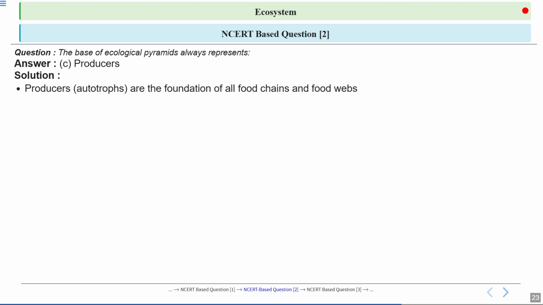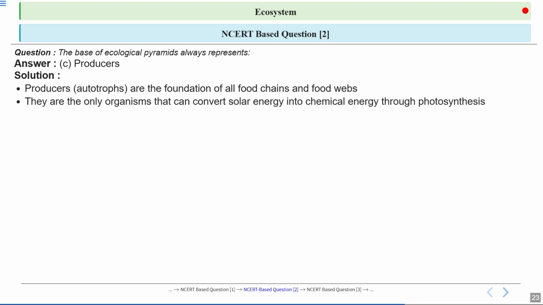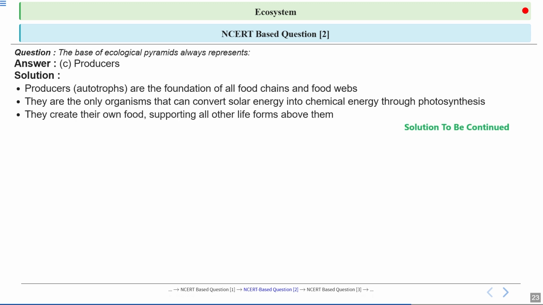So that's why producers occupy the base of the ecological pyramids, and they are the foundation of all food chains and food webs. Producers such as plants and algae have the unique ability to turn sunlight into food. So this process is known as photosynthesis. Here, the producers capture the solar energy and convert it into chemical energy, or you can say food, through photosynthesis. Now, these producers prepare their own food and they support all the other life forms above them.